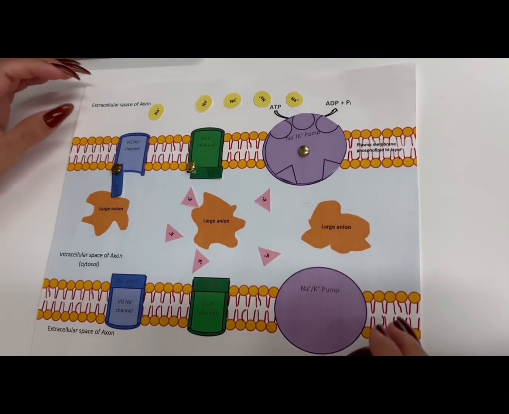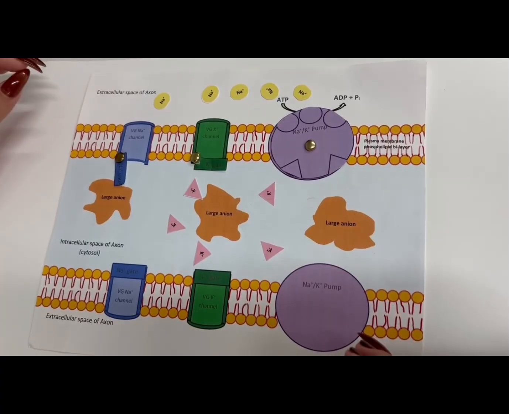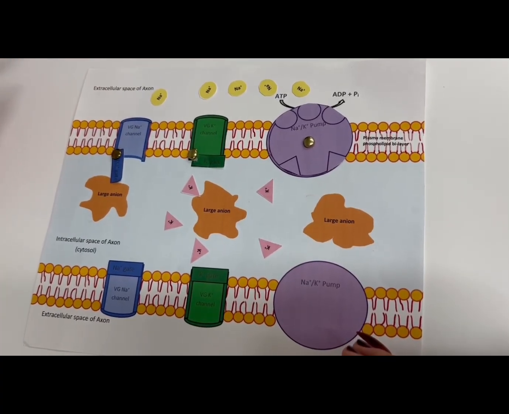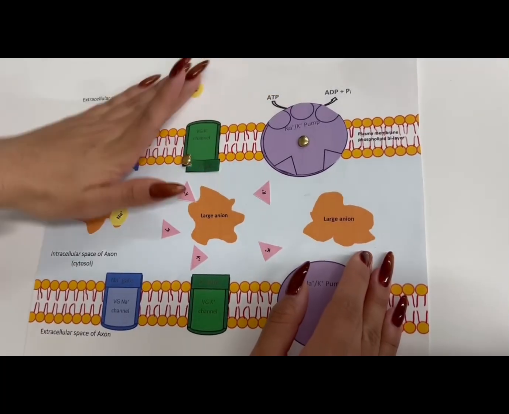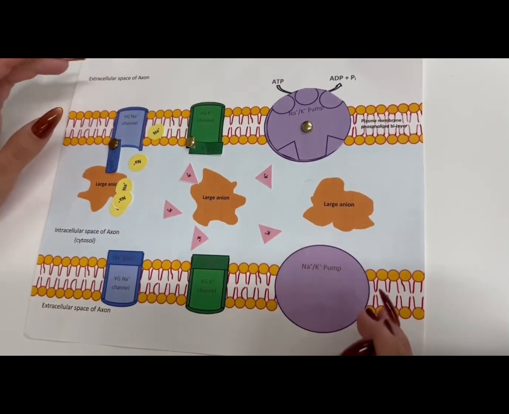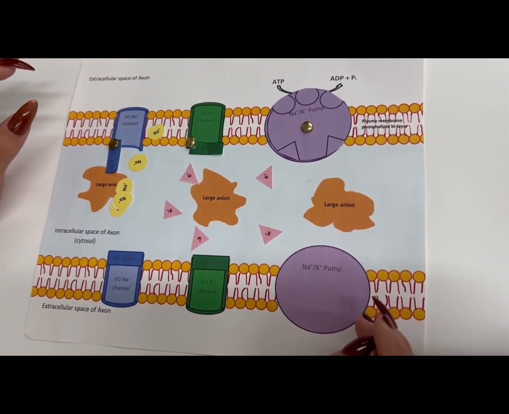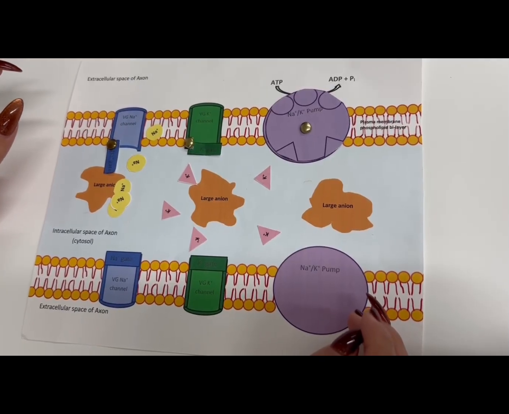This is step 2 of depolarization. During depolarization, voltage-gated sodium channels open, causing sodium to rush into the neuron and make the inside rapidly become more positive, up to 30 millivolts.